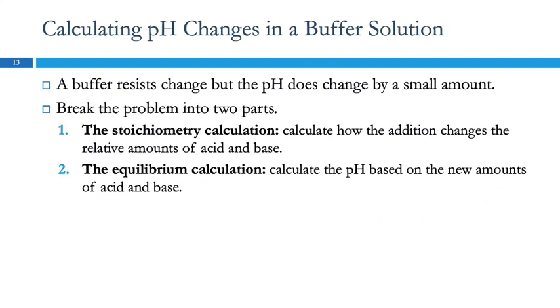Okay, so that's how we calculate the pH of a buffer solution. How do we calculate changes in the pH of a buffer solution? A buffer resists change in pH, but the pH does change a little bit. So we have to break this down into two separate parts. We have to look at the stoichiometry, and then we have to look at the equilibrium. In the stoichiometry calculation, we're going to find out how much that addition changes the relative amounts of acid and base. And then with those numbers, we will do an equilibrium calculation.